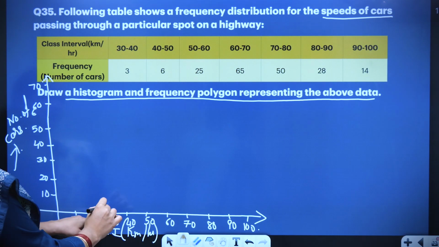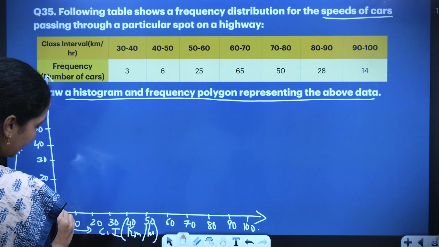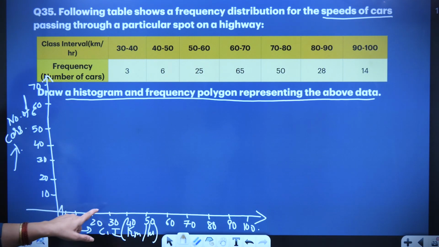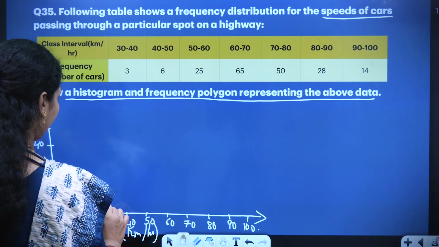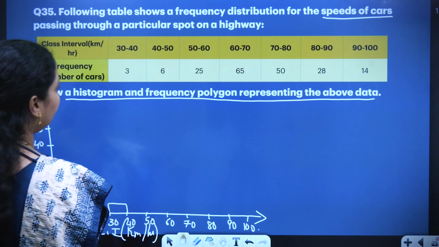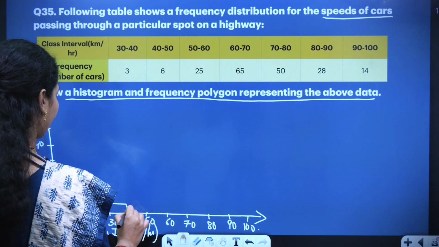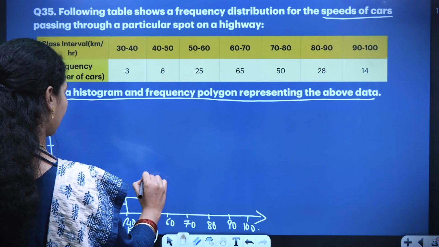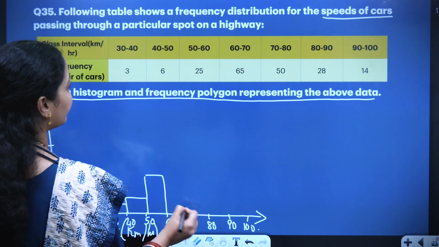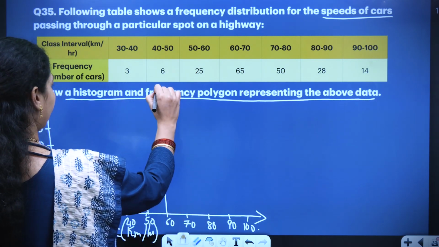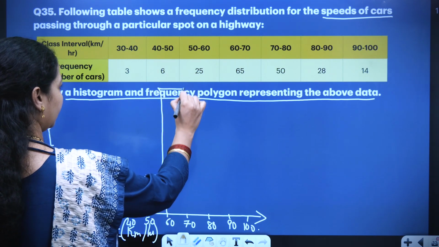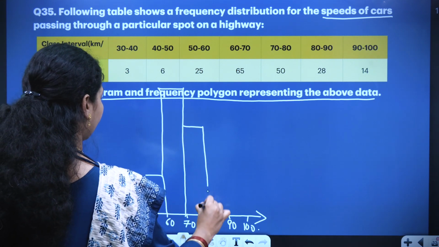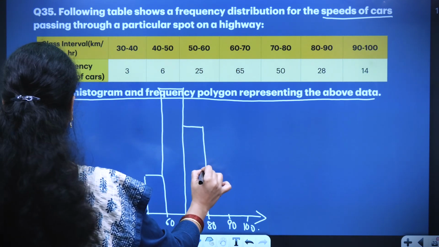So the first column starts with 30. Since 10 and 20 are not being used, I will use a kink here because directly we are going to 30. So 30 to 40, my value is 3. Then 40 to 50, again one more small bar. 50 to 60 is 25, almost here. 60 to 70 is 65, almost here. 70 to 80 is 50. 80 to 90 is 28.